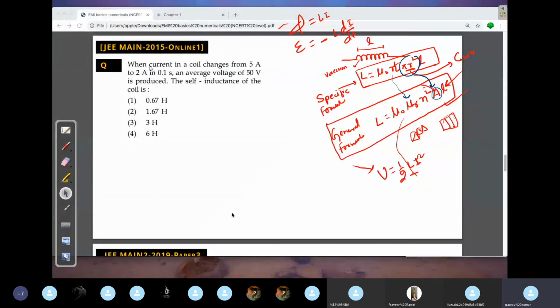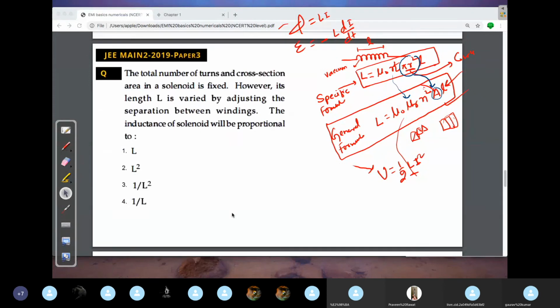Let's see the next question now. Yeah, please solve this question. Again, a very easy question. Please solve it.